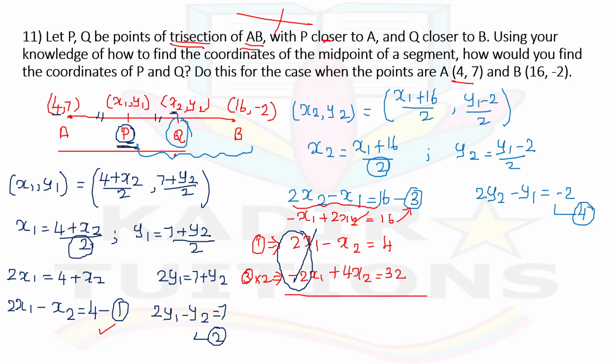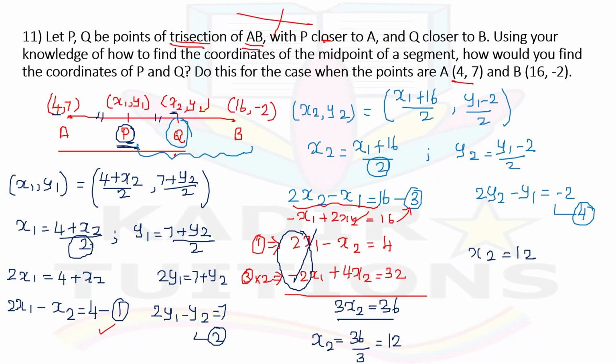So here minus 1 and plus 4 is going to be plus 3x2, which is equal to 32 plus 4, again we need to add it, it is going to be 36. So for finding the value of x2, 36 by 3, which is 12. So we have found the value of x2, which is equal to 12.